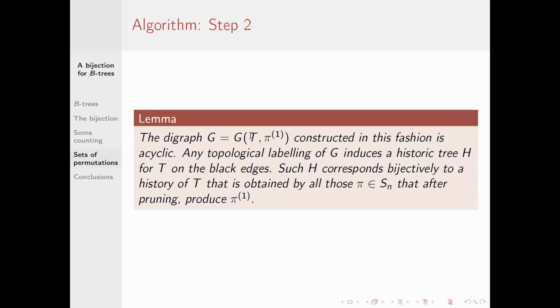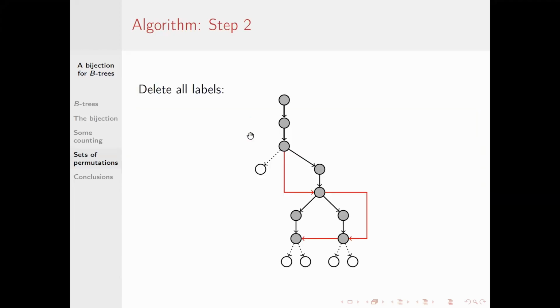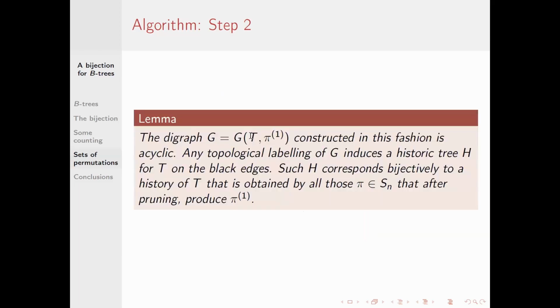Okay, the claim is that this is an acyclic digraph. Any topological labeling of G, which exists because it's acyclic, when I forget about the red arrows, I will have a historic tree. So it gives you a historic tree. And these historic trees that I obtain in this method are in bijection with those histories of the given B tree that have exactly the right pi1.